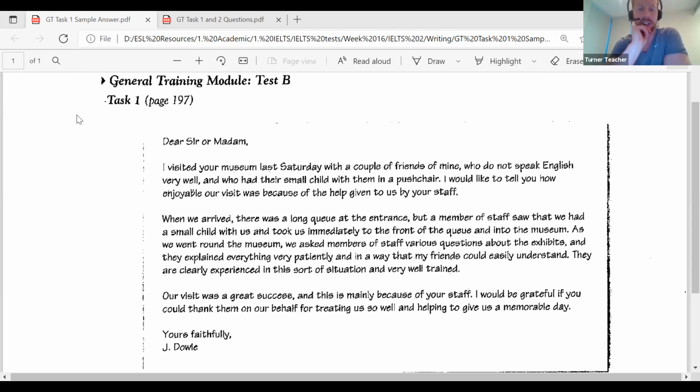Okay, so guys, that's a good introduction. So what are we saying in this introduction? What are we including? Many friends don't speak English and need help from the staff. Yeah. So we're giving the background. We're not really explaining the problem very much. We're just saying, I'm writing to you because I visited last Sunday and it was really great. And that's basically it, nothing else.